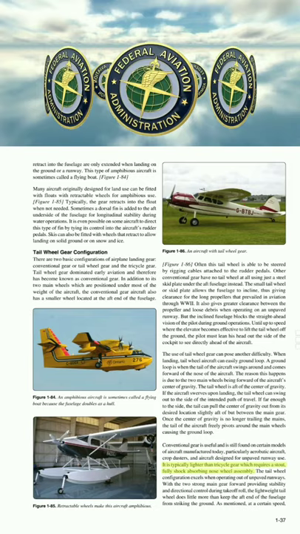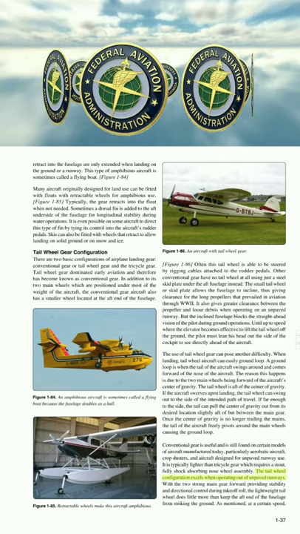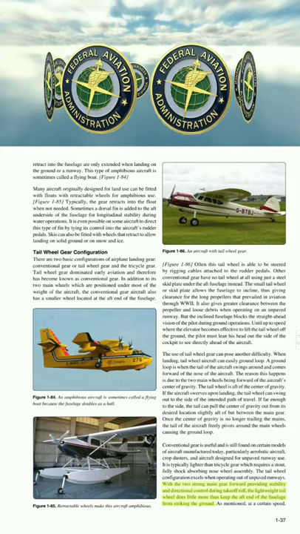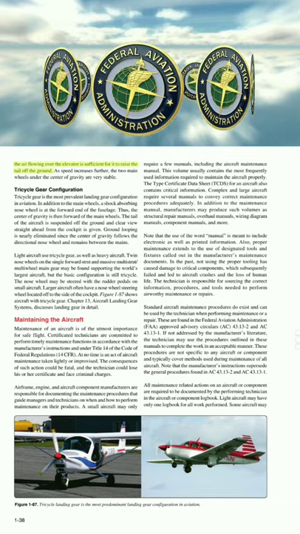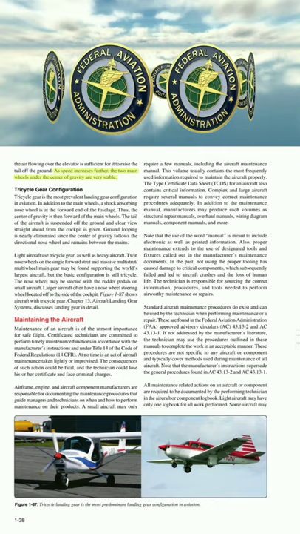The tail wheel configuration excels when operating out of unpaved runways, with the two strong main gear forward providing stability and directional control during takeoff roll. The lightweight tail wheel does little more than keep the aft end of the fuselage from striking the ground. As mentioned, at a certain speed, the air flowing over the elevator is sufficient for it to raise the tail off the ground. As speed increases further, the two main wheels under the center of gravity are very stable.